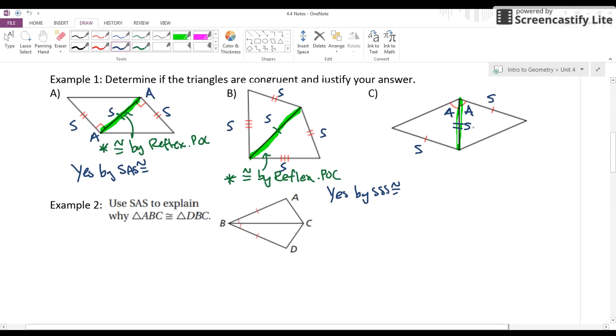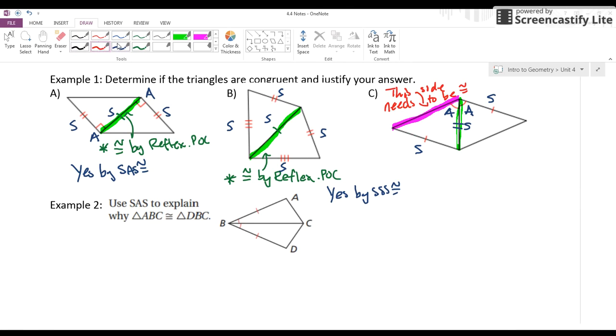Hopefully you're seeing it doesn't, because for this angle to be included on the left triangle, we need this to be the other side, right? Since we don't have any information about this side, we can't say the triangles are congruent. So again, that side needs to be congruent for it to be included, because this angle A right here that I labeled, it's not touching this S at the bottom.